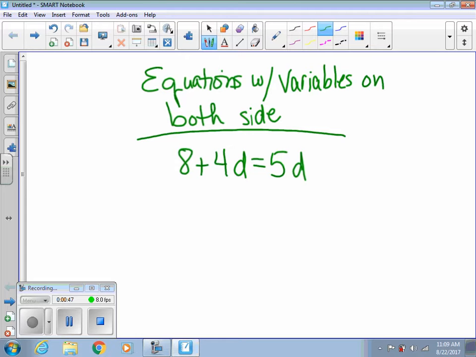So to get that 4d over to the other side, I need to do the opposite operation. Right now it's being added, so I'm going to subtract. And I'm going to end up with 8, because 4d minus 4d is 0, equals d, 1d, right? And I'm done. So that was a very simplified version of what you're going to see. So let's try the next one.